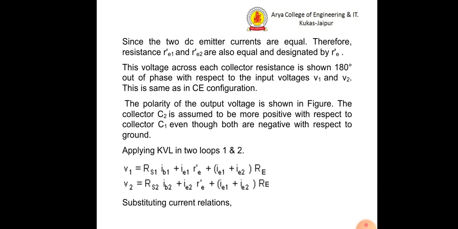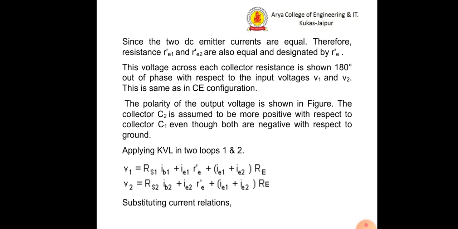In this particular circuit, since the two DC emitter currents are equal, the resistances RE1 and RE2 dash are taken equal to RE dash. The voltage across each collector resistance is shown 180 degrees out of phase with respect to the input voltages V1 and V2, and this is the same as in the common emitter configuration. The polarity of the output voltage is shown in the figure.